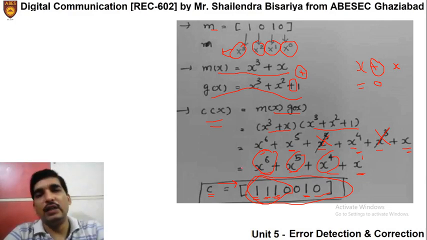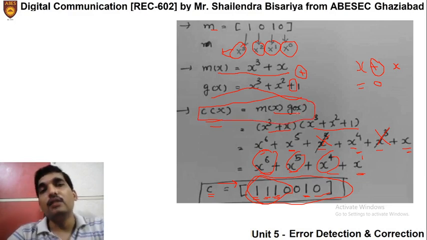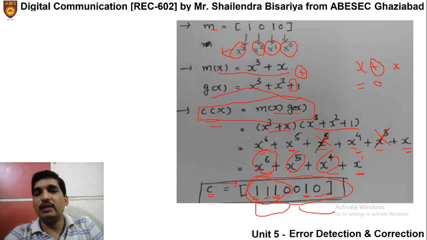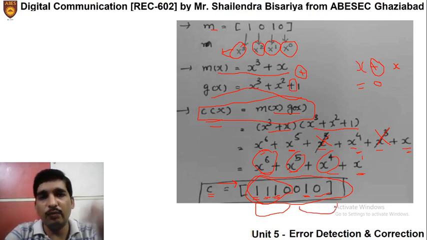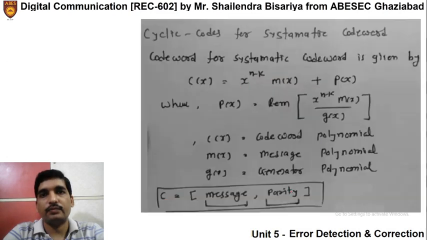Now let us proceed to the systematic code word. We have done this, cx is equal to mx into gx. In this manner we are getting a non-systematic code word, but we need a systematic code word. Only then can we distinguish that these are the message bits and these are the parity bits. We need a systematic code word, so we have to do a little bit more calculation to obtain it instead of the non-systematic code word. Let us see how we can do that.